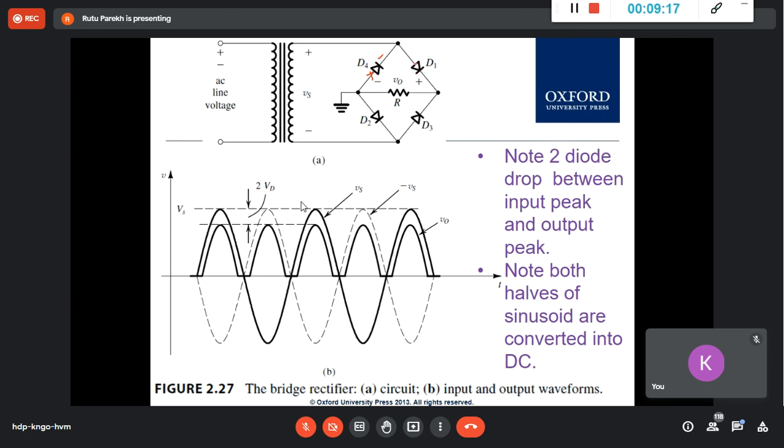This minus, what is this? This triangle is which? Anode or cathode? Anode. This line is what? Line is anode or cathode? Cathode.